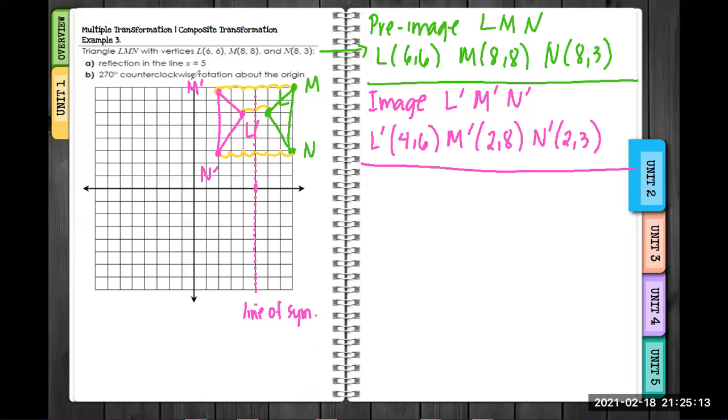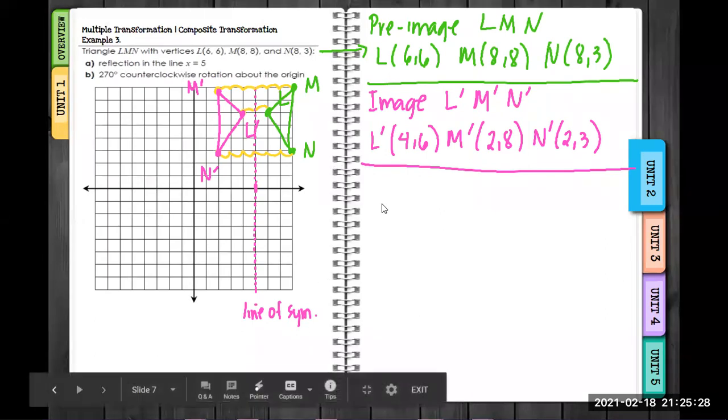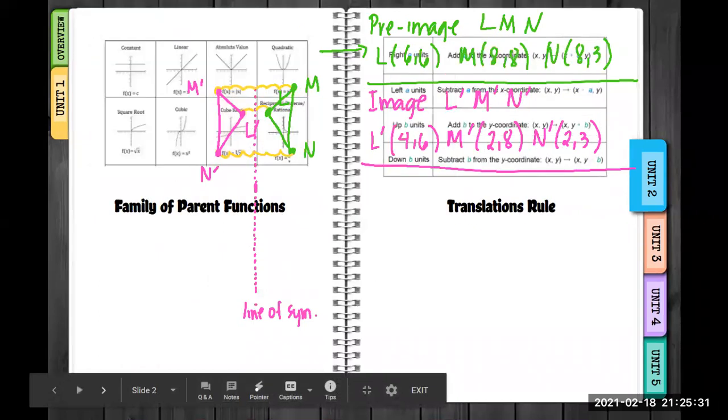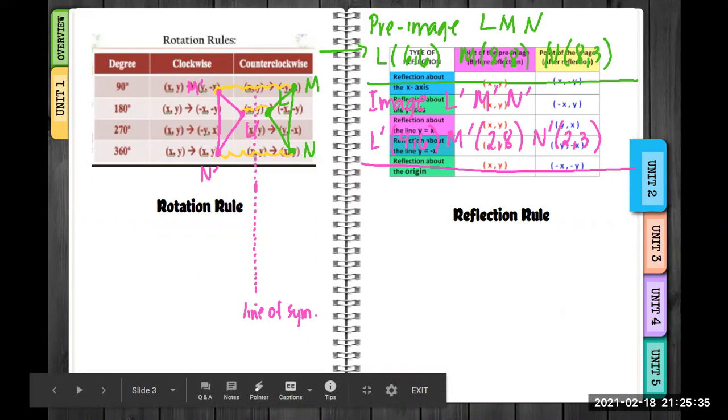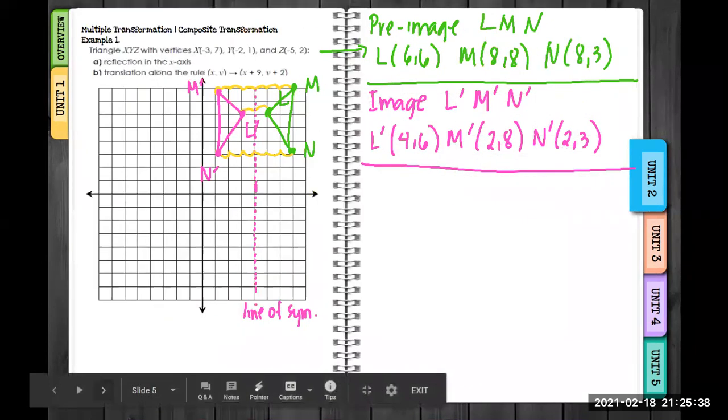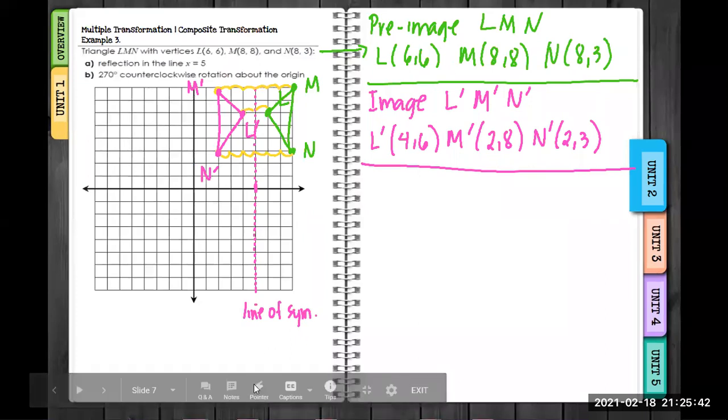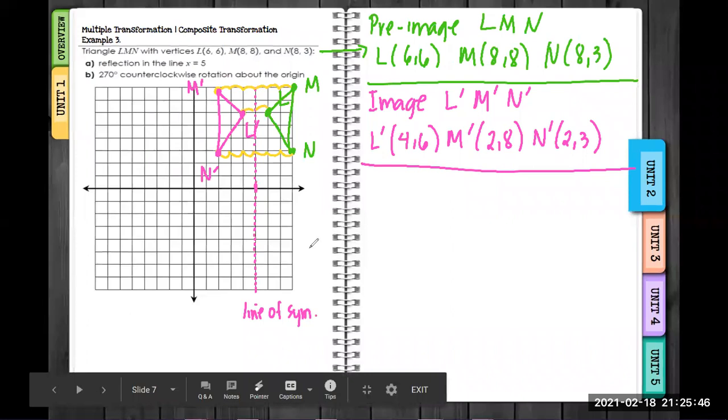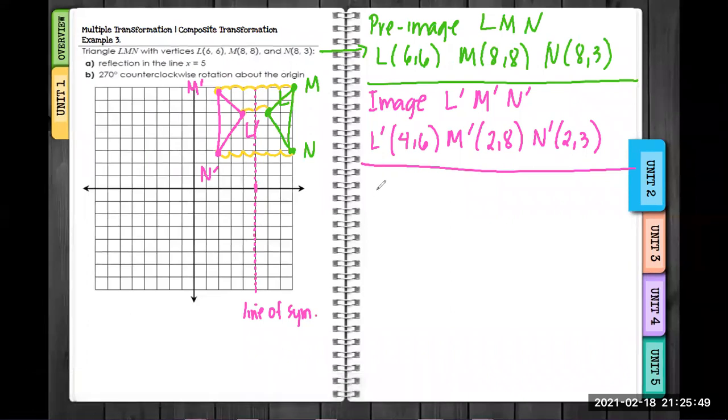Next, it says 270 counterclockwise. But we don't know the rule, so I'm going to go ahead. That's the purpose of this PowerPoint. We're going to find the 270 counterclockwise rule. There you go, here. 270 counterclockwise: y comma negative x. I need to go back. I'll use black. The rule says y comma negative x. So we will be producing L prime prime, M prime prime, and N prime prime.